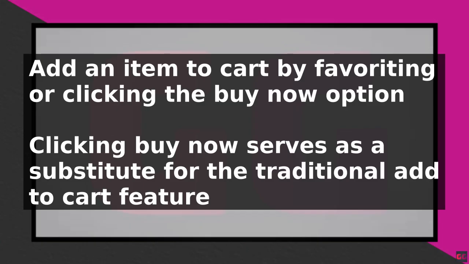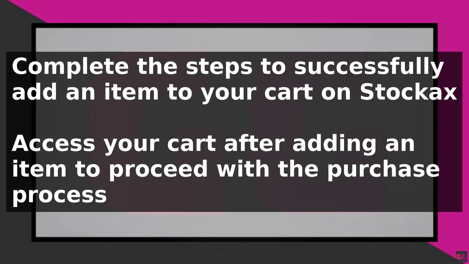and help. To add an item to your cart, you can favorite it or simply click on the Buy Now option, which will automatically add the item to your cart, since there isn't a traditional Add to Cart feature. Clicking Buy Now serves as a substitute. After completing these steps, you will have successfully added an item to your cart on StockX.